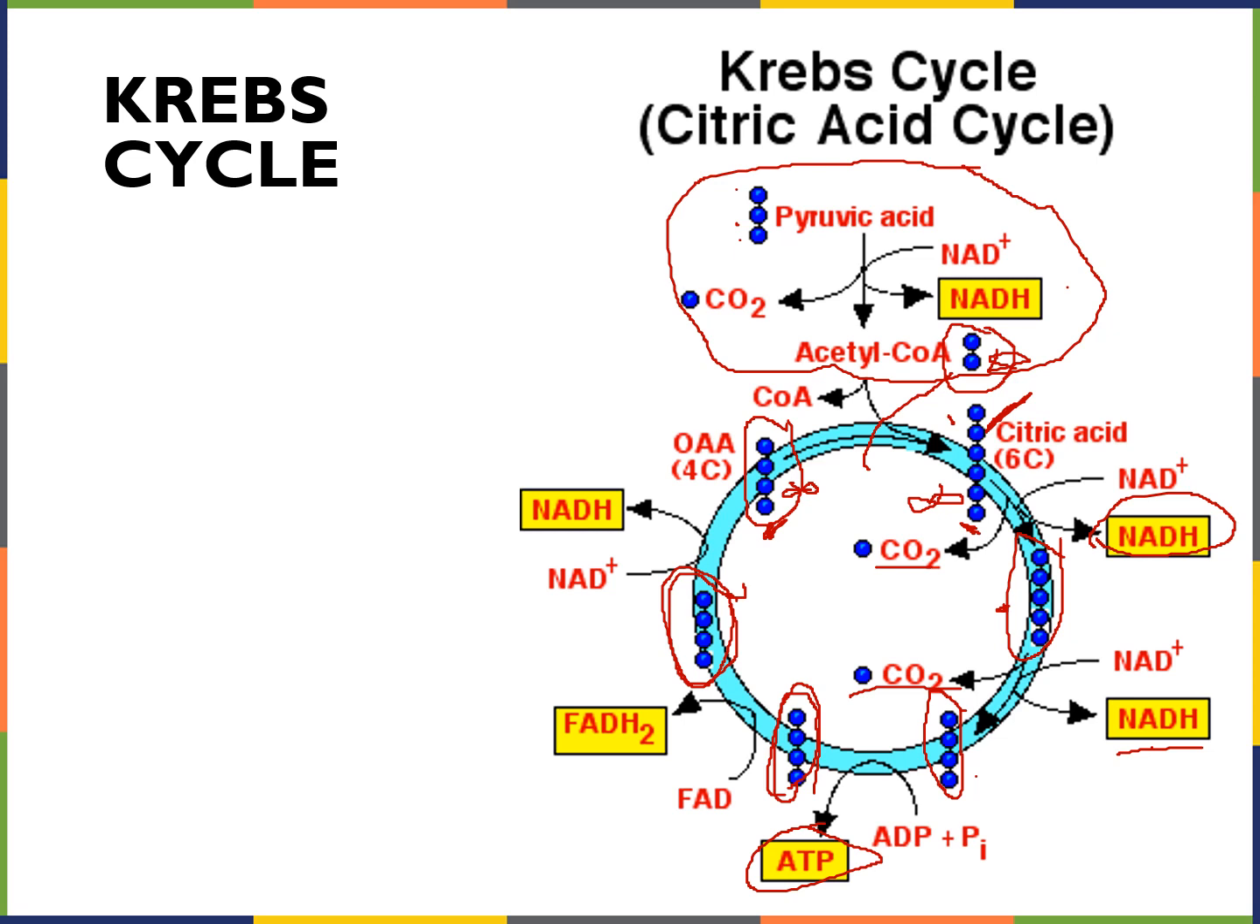Okay, so we are here now with OAA. We are back to our starting point, oxaloacetate. It will take the next incoming acetyl group to form citric acid, and the entire pathway will start over again. Okay. So that is the Krebs cycle.